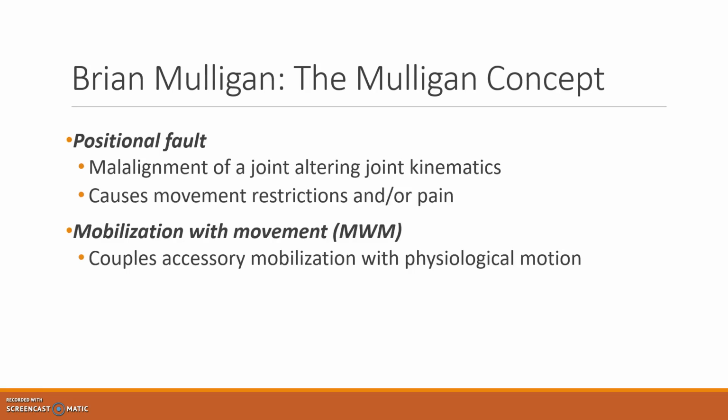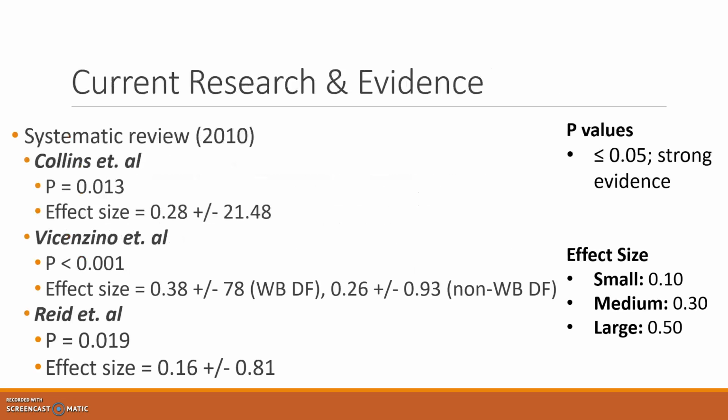A mobilization with movement is a concurrent application of an accessory mobilization with active physiological movement, meaning that the PT provides manual overpressure to the patient's talar crural joint while the patient is asked to actively dorsiflex their foot. This technique can be performed in weight-bearing and non-weight-bearing.